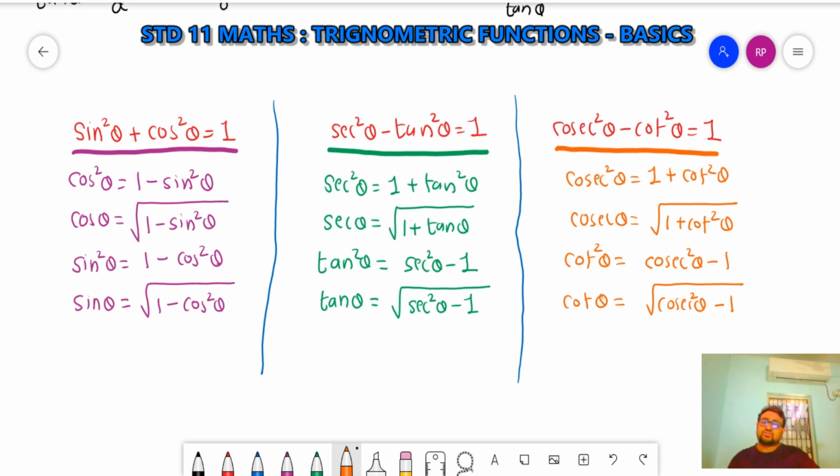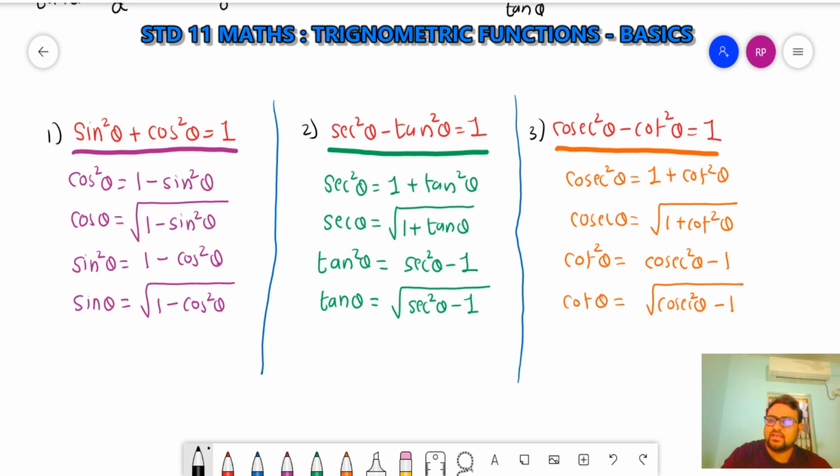Okay, so actually there are only these three identities: 1, 2, and 3. So these are the sub-identities based on these main ones. Clear?